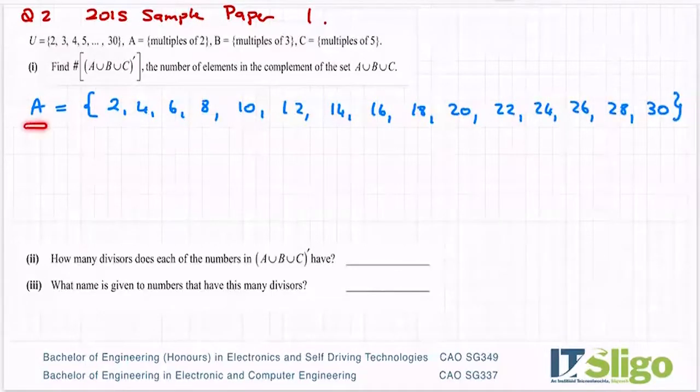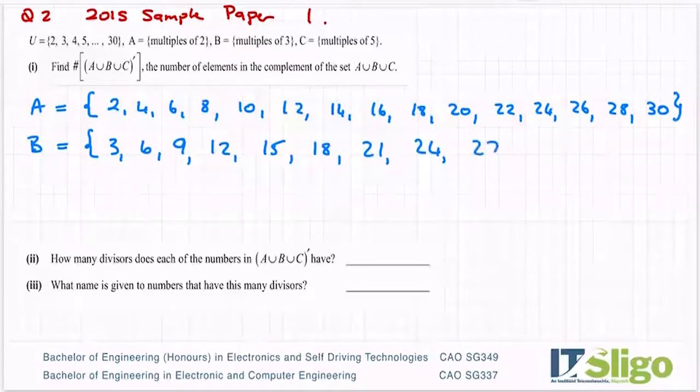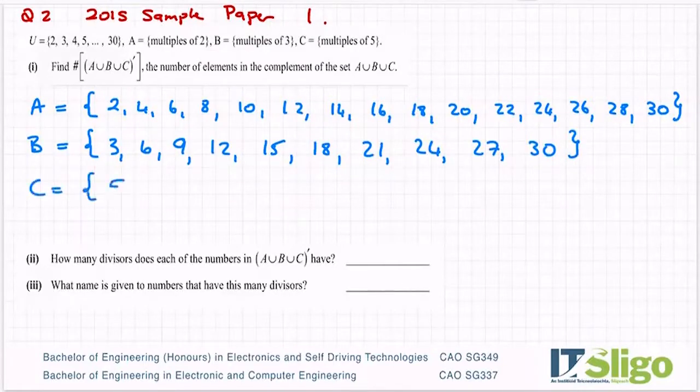Very important that when you're writing out any of the numbers in sets, that you write them with squiggly brackets either side, a comma in between each element, and in numerical order. Okay, so B is multiples of 3. So 3, 6, 9, 12, 15, 18, 21, 24, 27, and 30. And C is multiples of 5. So 5, 10, 15, 20, 25, and 30.